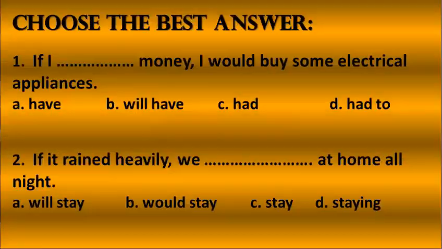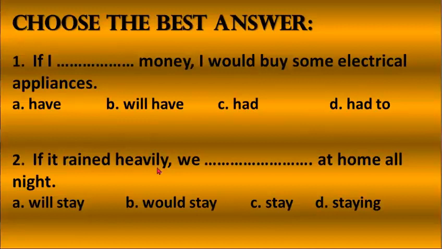At the end of our lesson, we have to make sure that you understand the lesson. So let's answer this exercise. Now take your time, choose the best answer. If I money, I would buy some electrical appliances. Be careful. Look at the second part. You can see I would buy. If you have this word, I would, it means you have to use the past simple in the beginning. Which one is past? Have, will have, had, or had to?